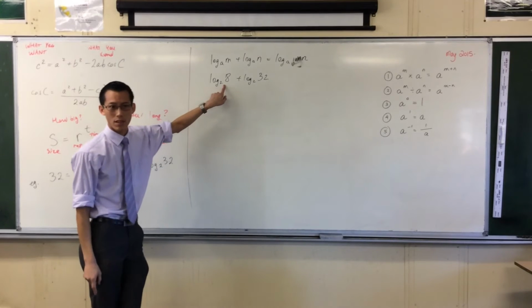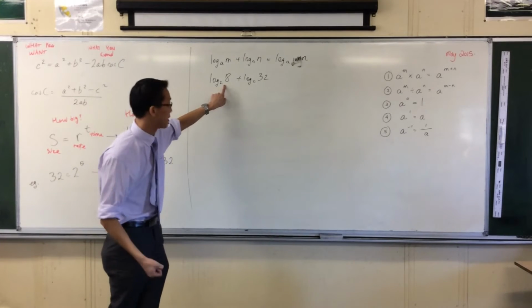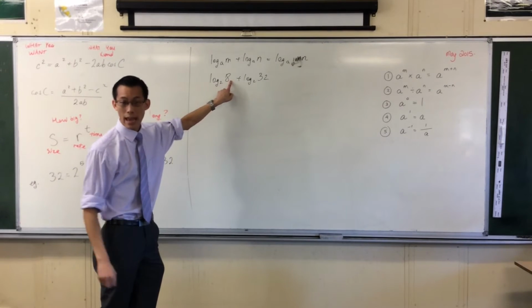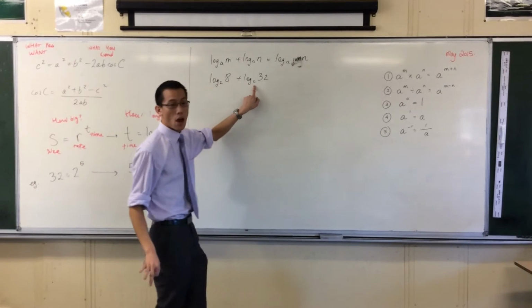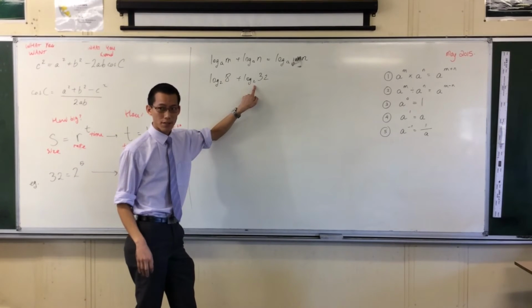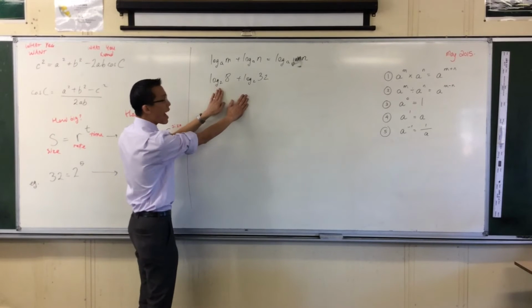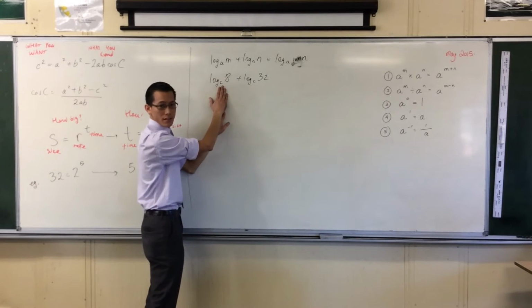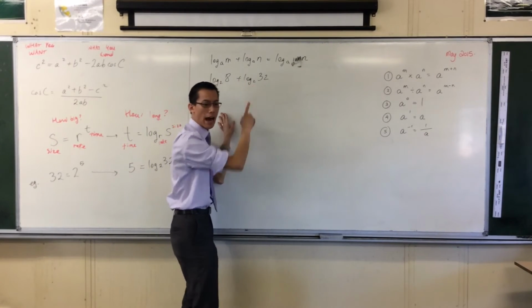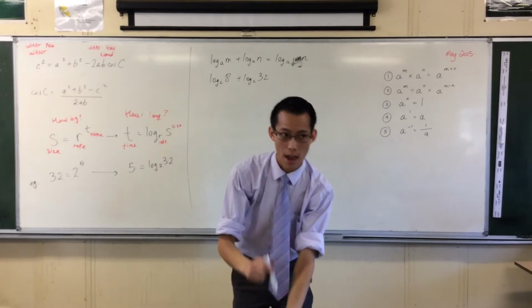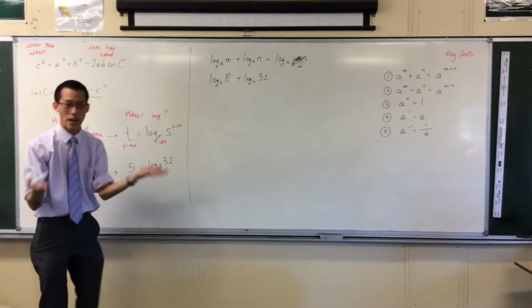What is this length of time? How long does it take to double something and get to 8 times bigger? Answer, it takes me 3 time periods. What's this length of time? 5 time periods, right? So if I add 3 time periods and 5 time periods, I ought to be at 8 time periods, right? 8 years, 8 minutes, whatever.